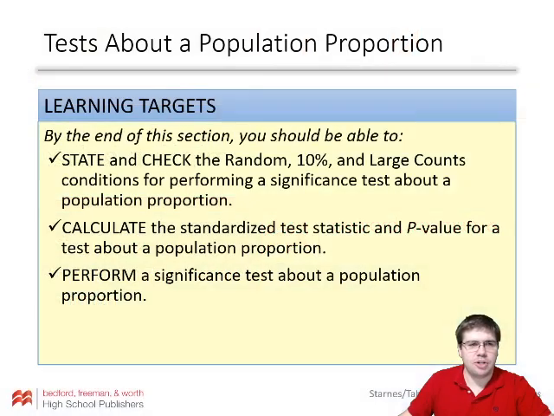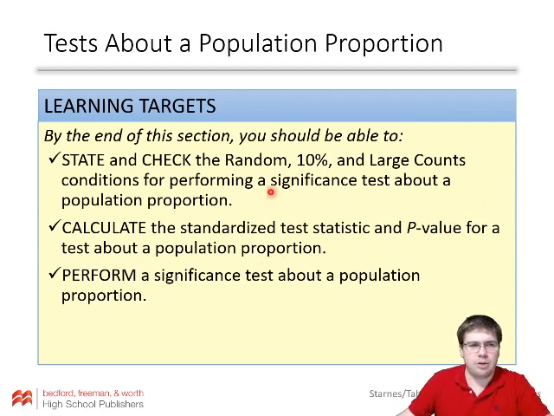By the end of this section, you should be able to state and check the random, 10%, and large counts conditions for performing a significance test about a population proportion. Good news is that's mostly the same. There's a lot of regurgitation of things. Little differences, though, so make sure you're paying attention. I'll call those out. Calculate the standardized test statistic and p-value for a test about a population proportion.